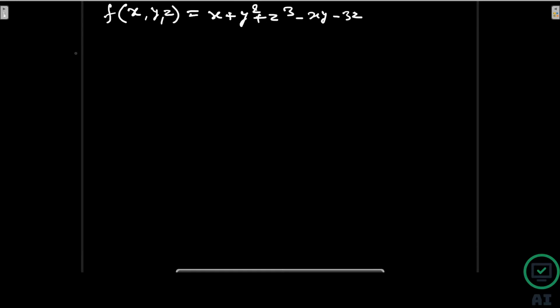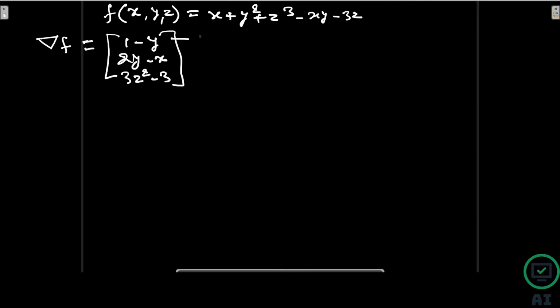So now let us see what is the first derivative of our function here. The first derivative of the function is nothing but 1 minus y, 2y minus x, 3z square minus 3. So this is the partial derivative of f with respect to x. This is the partial derivative of f with respect to y, and this one is the partial derivative of f with respect to z. And this is nothing but a vector, not a scalar quantity.